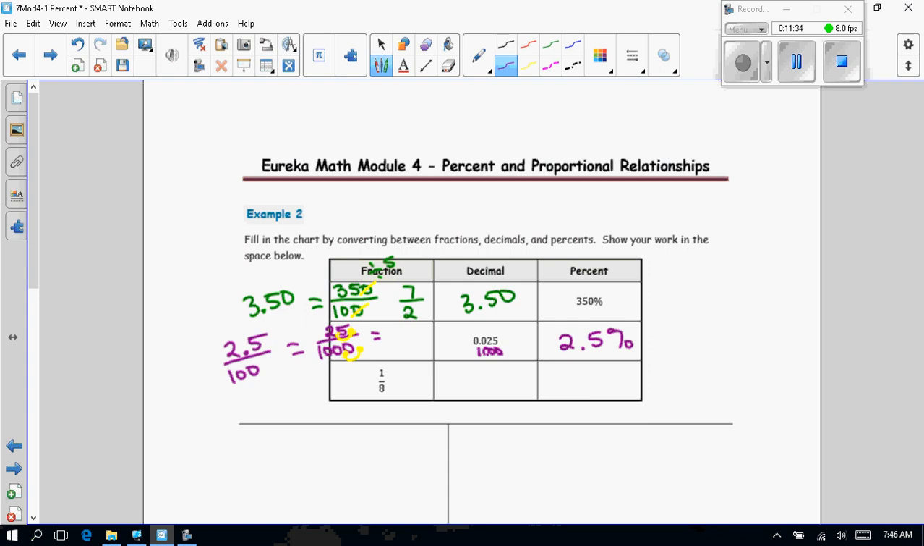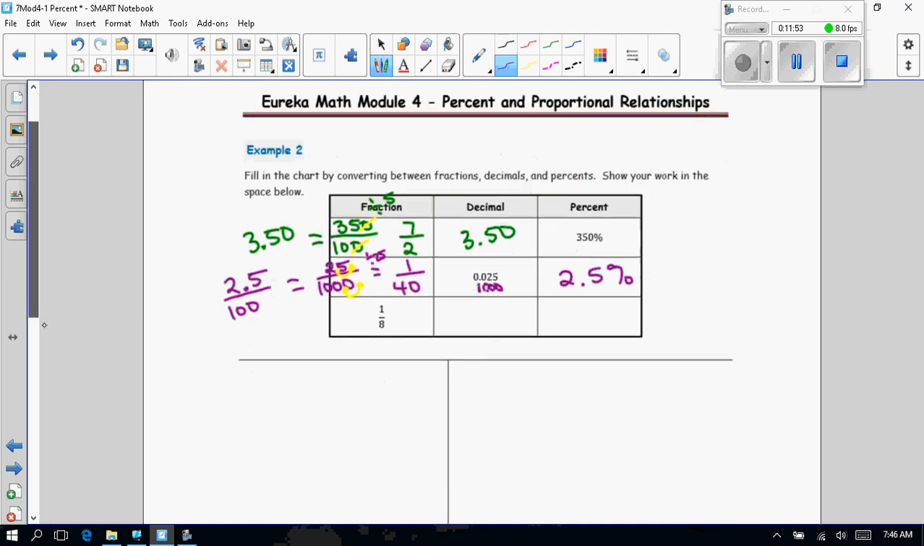We could also take that fraction if we wanted to write it as the most reduced. What goes into both 25 and 1,000? Let's go back to that. I could divide both of them by 25. 25 goes into 25 once. 25 goes into 1,000 40 times. Okay? All right, last, 1/8.